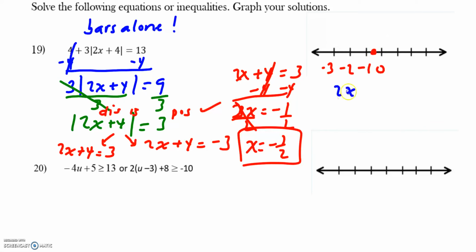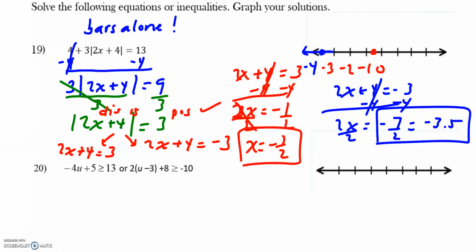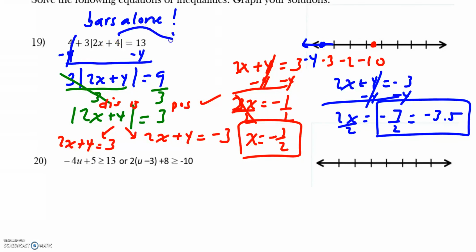My second possibility, 2x plus 4 equals negative 3. If I subtract the 4, I would get 2x equals negative 7. And if I divide it by 2, I would get negative 3.5 or negative 7/2 is my second answer, which if I kept going on my graph, my second dot would be between negative 4 and negative 3. Because this is not an inequality, my graph just has 2 dots, and that's it. Remember, absolute value generally always has 2 solutions if distance is positive.